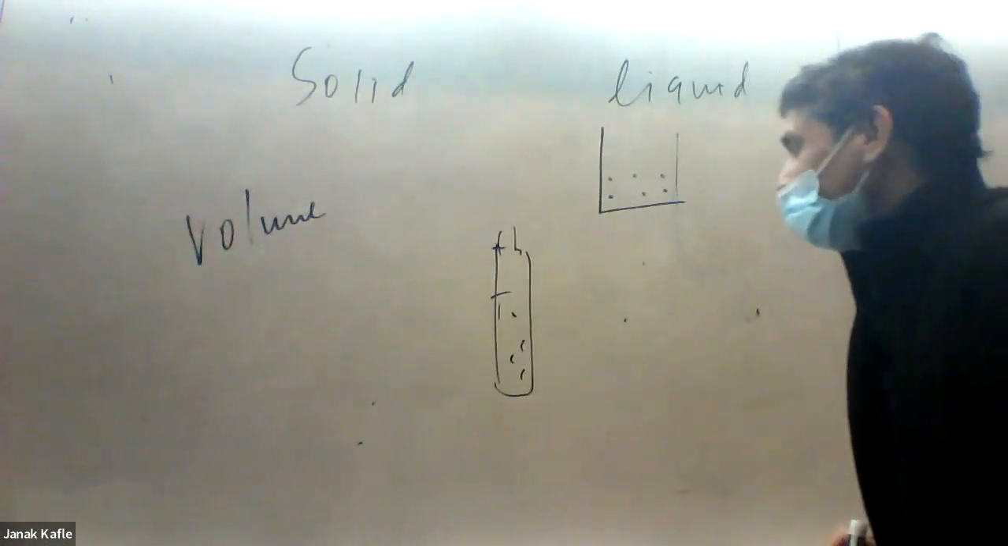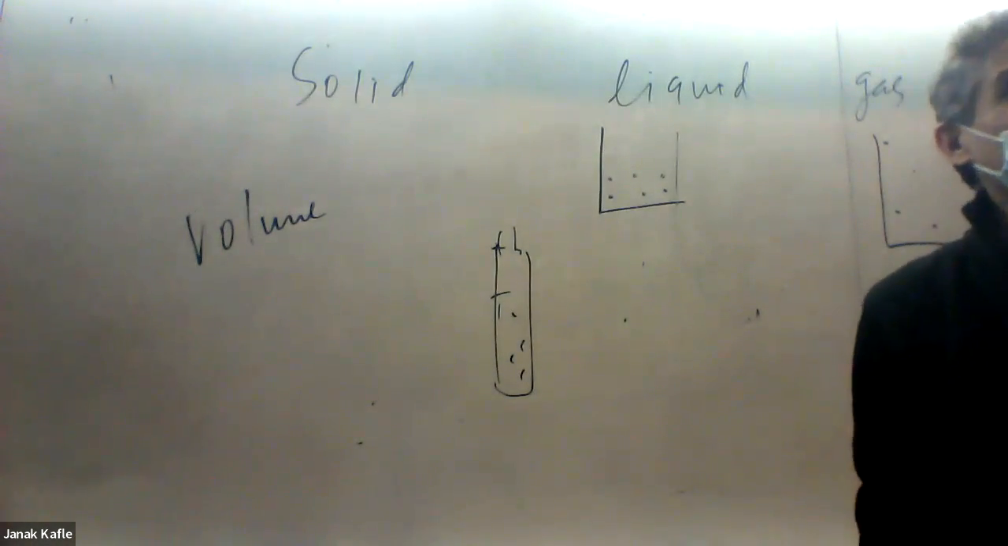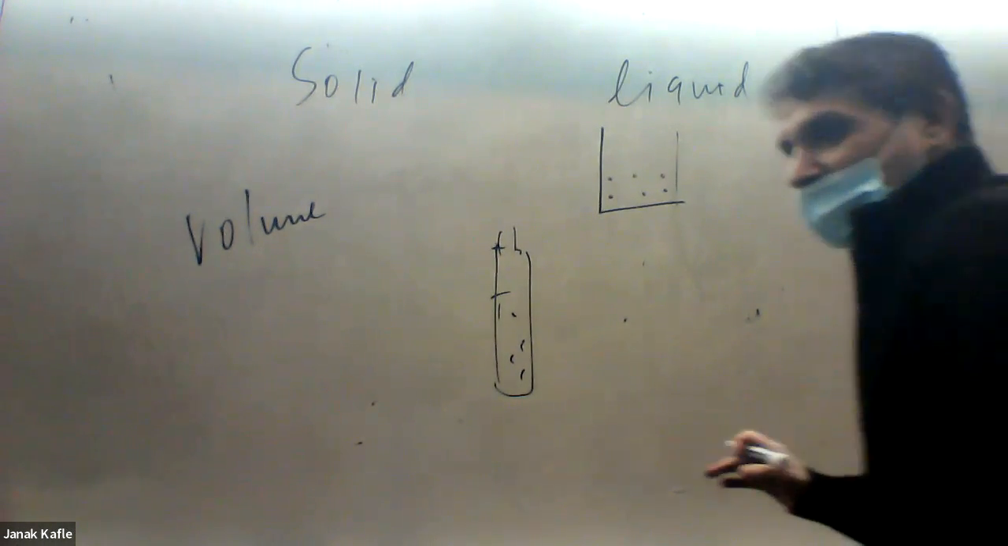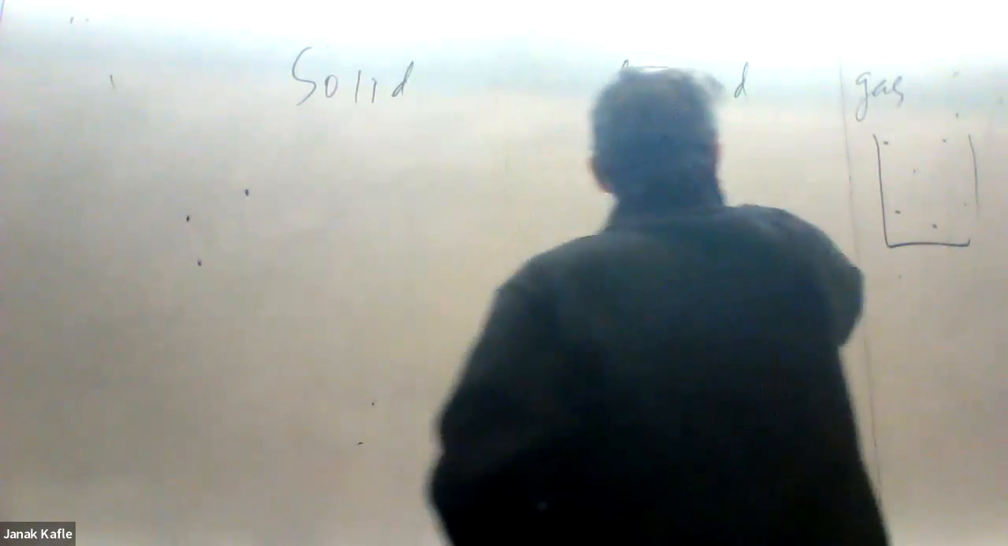Now, how about the liquid? Liquid also has a definite volume. For example, you go to the store and you buy 1 liter water, right? So 1 liter water or 2 liter water. So definitely you are buying a definite volume of water, right? But gas doesn't have a definite volume. I mean, they have volume, but their volume depends on the container.